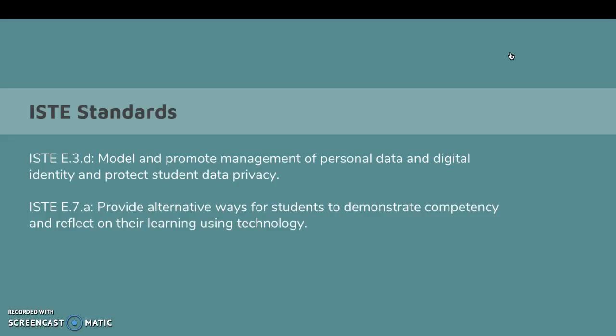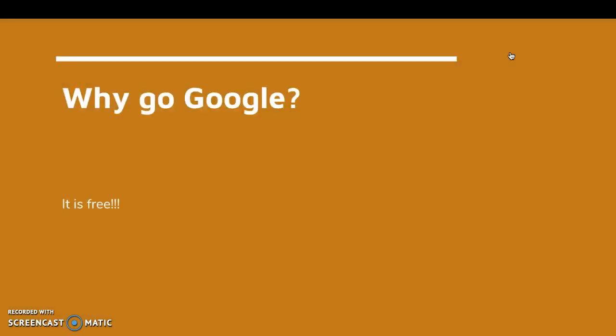My second standard was E7A, which is provide alternative ways for students to demonstrate competency. We all think to give a test at the end of a unit to show what they know, but if you do want to do a test, a great way to do it is using Google Forms or alternative options, but also you could have them doing projects, which we'll talk about later on.